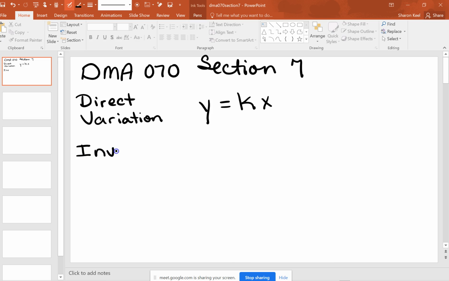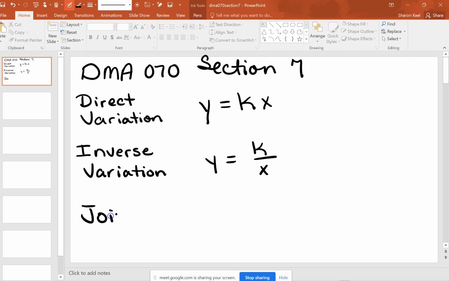There is another variation called an inverse variation. This is y equals k over x. And then we have what is called a joint variation. And this is y equals k times x times z.